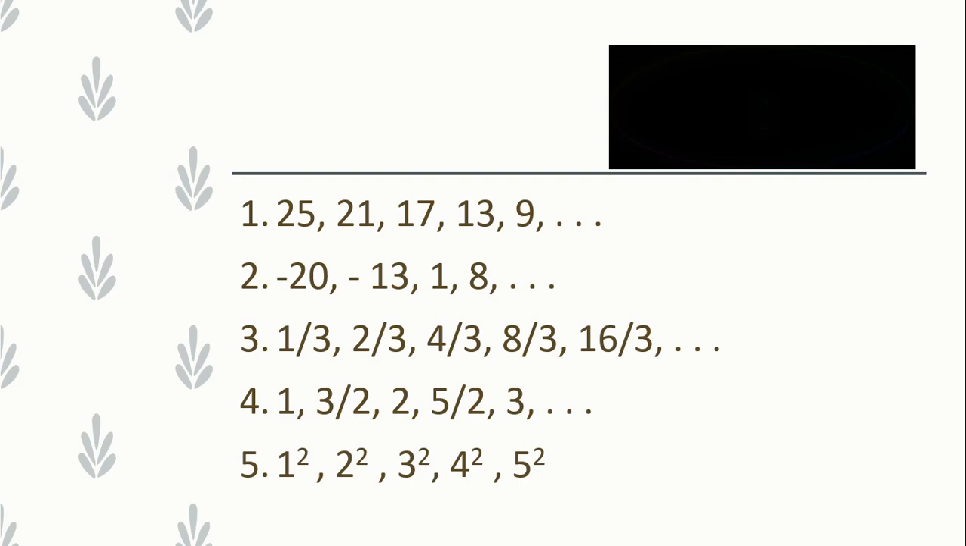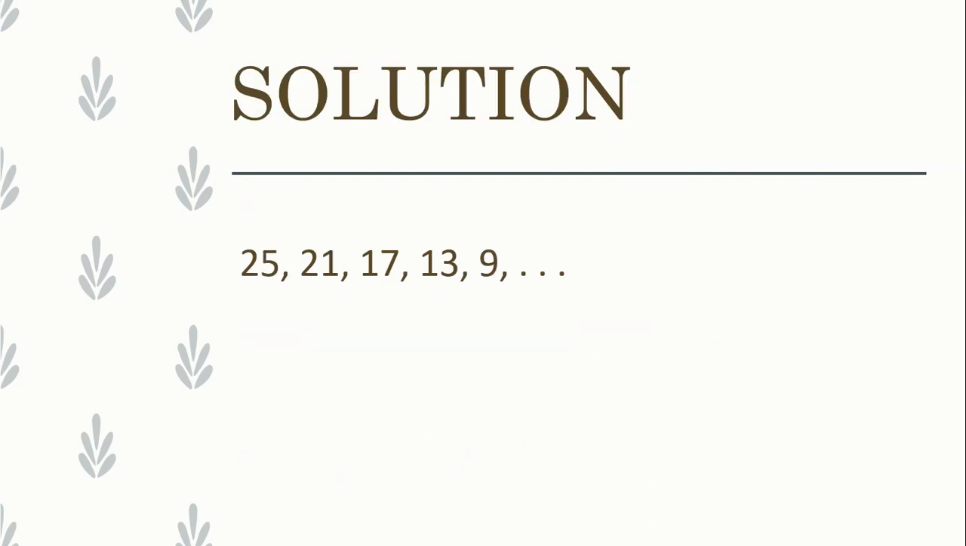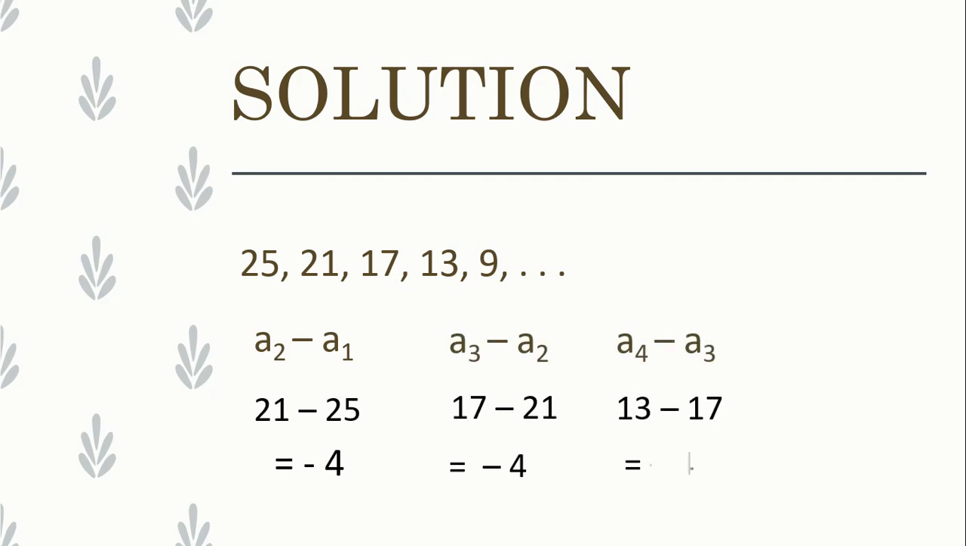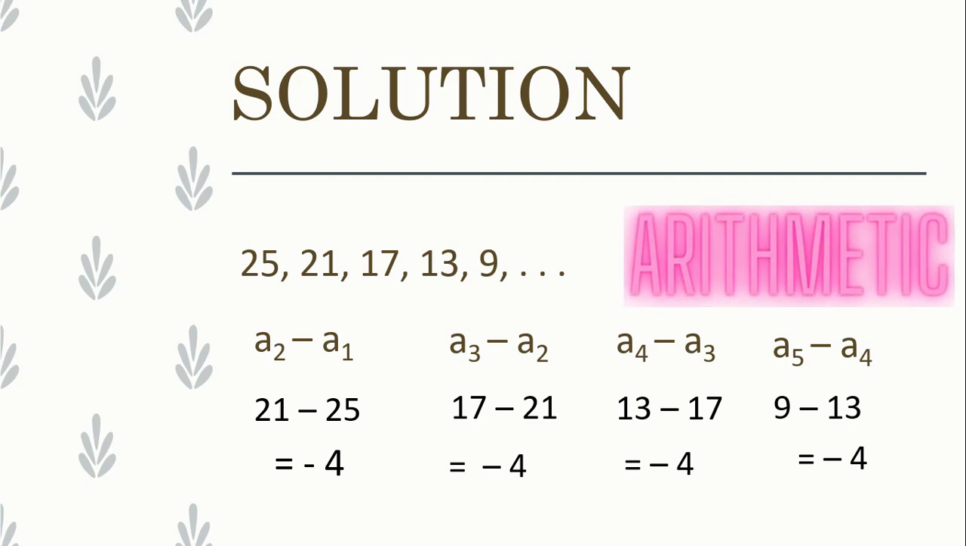Let's now check whether your answer is correct. Number 1. The sequence is 25, 21, 17, 13, and 9. Let's verify whether the sequence has common difference. Based on the solution, we arrive at a common difference of -4. Therefore, the answer is arithmetic.